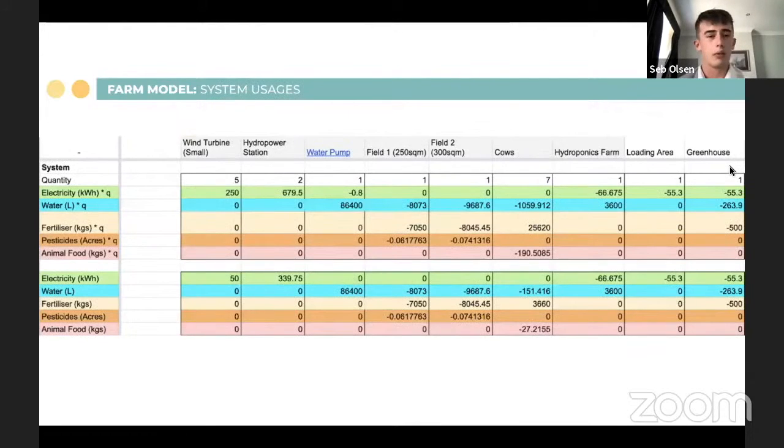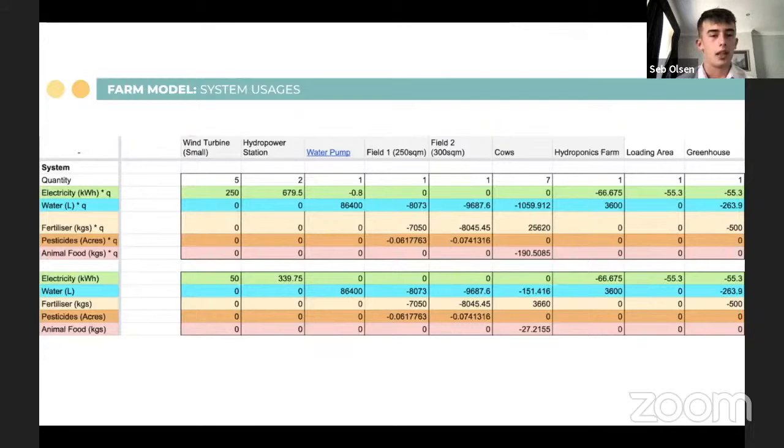Now here's a quick overview of the systems that I worked out. Take a second to have a look. As you can see in the first column, there were 5 wind turbines producing a total of 250 kilowatt hours of energy. I calculated the quantity of power, water, fertilizers, pesticides, and animal food that the farm would use in order to have a much more realistic working final model.